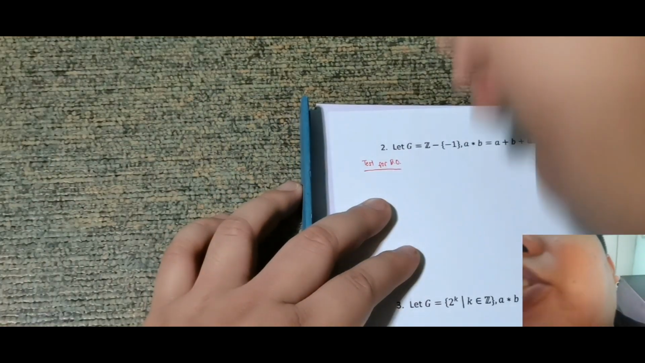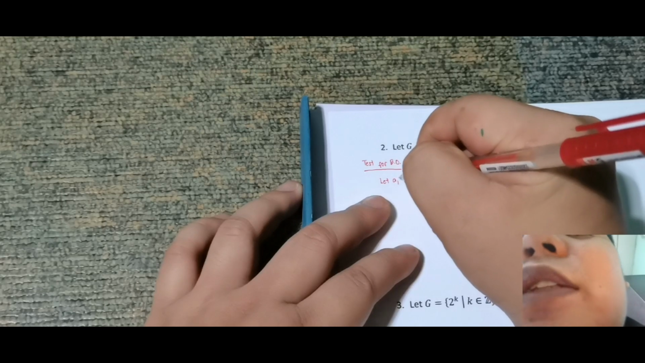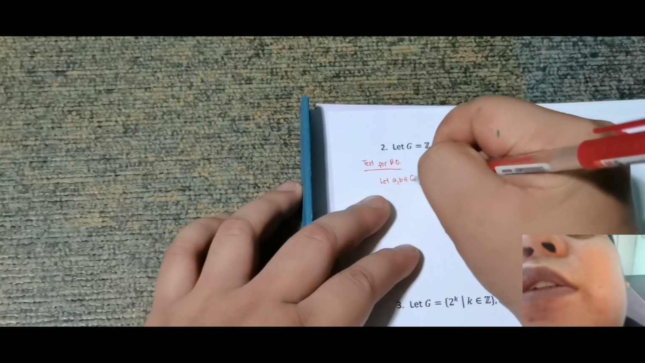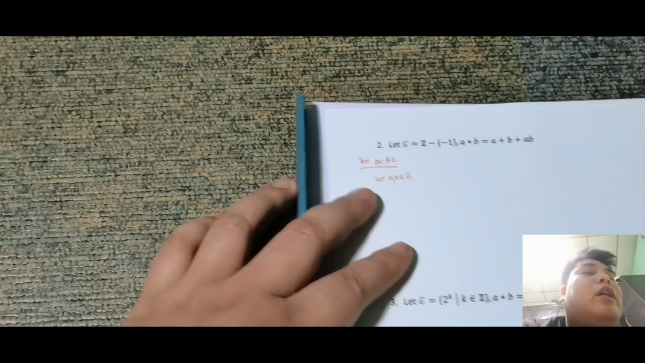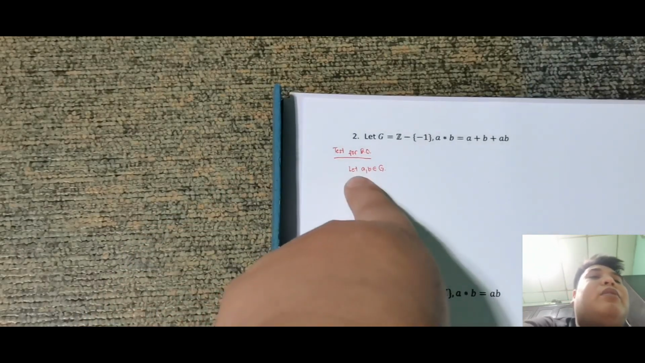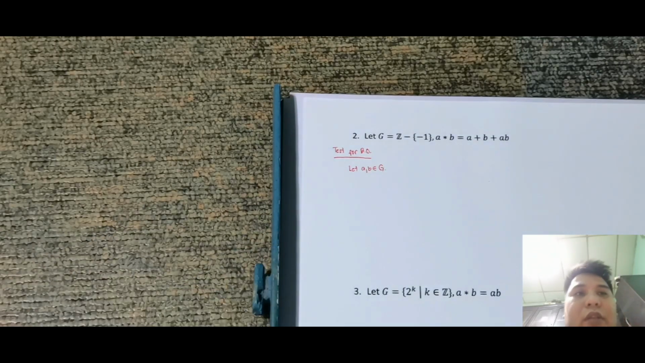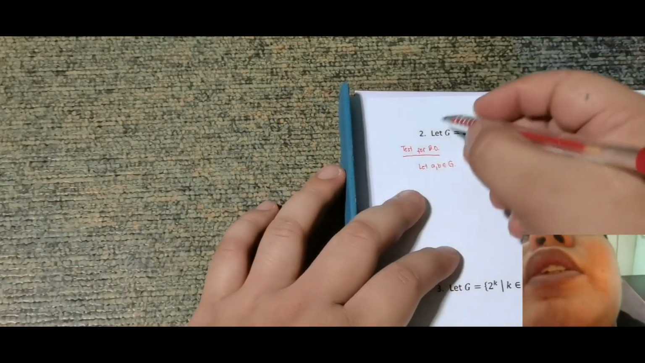Okay, so dito po tayo. So let A and B element ng G. Okay, so no need na ako mag-provide ng kahit ano. Kasi alam ko na A and B are integers not equal to negative 1.